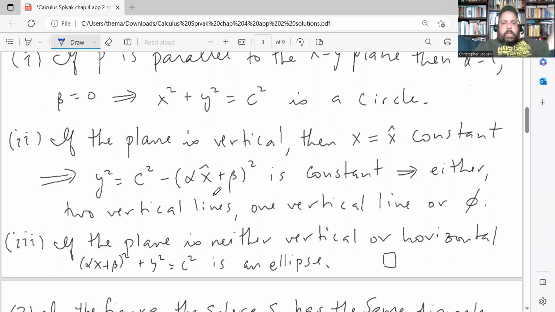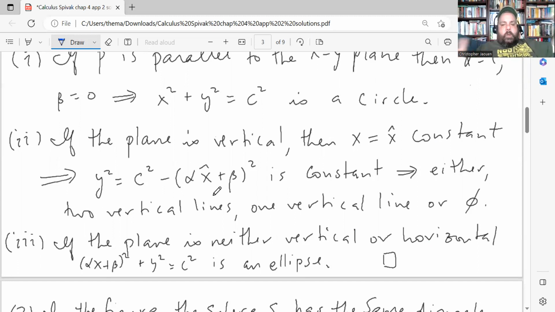Then case number 2, if the plane is vertical, then the X coordinate will be constant, right? So I'm just giving the constant name. I'm calling it X hat. Then again, going back up to the equation that we derived, that means that Y squared is C squared minus, in parentheses, alpha X hat plus beta squared. That's a constant, so you get two vertical lines.